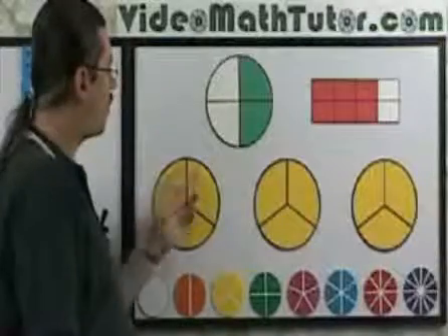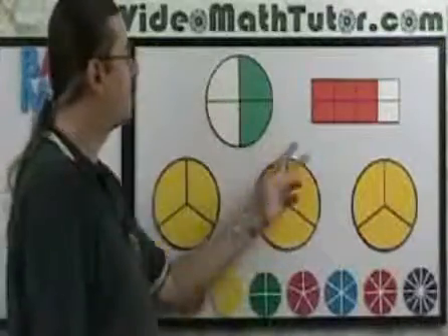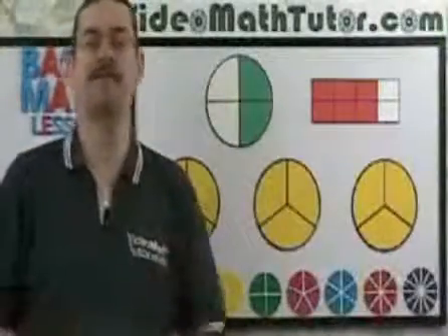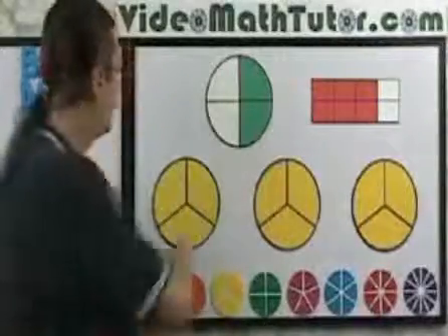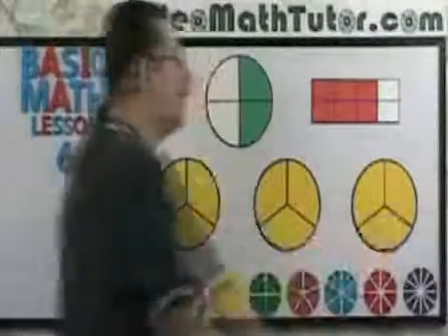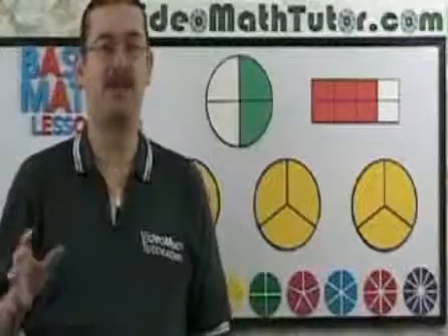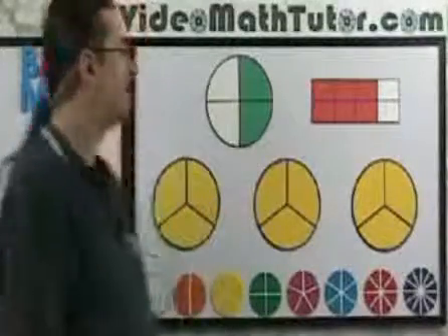How many thirds are there in 3 whole parts? 1, 2, 3, 4, 5, 6, 7, 8, 9. There's 9 thirds in 3 whole parts.